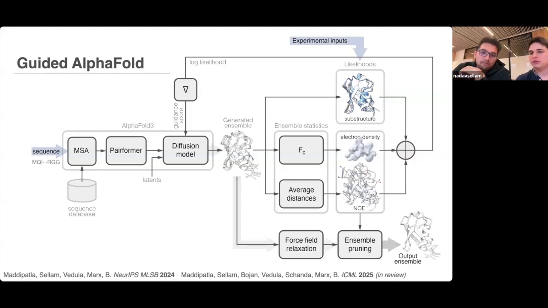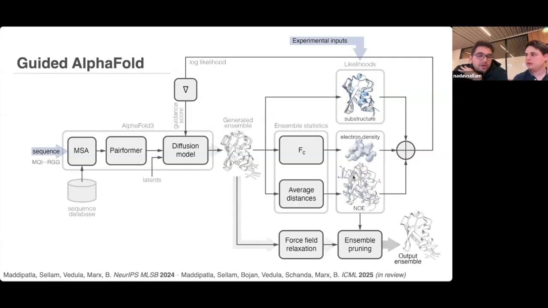Am I right that your MLSB paper is available, and I'm pretty sure that's what I posted as the paper. But your ICML submission, is that on arXiv or not? They are both on arXiv. Yes. Okay.